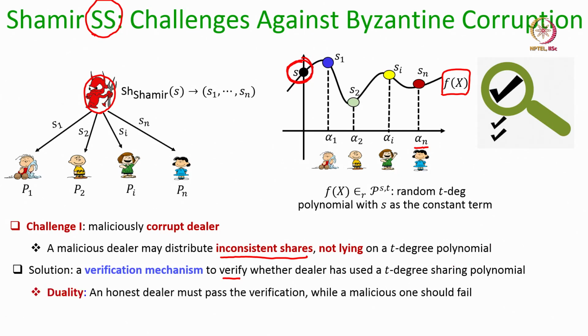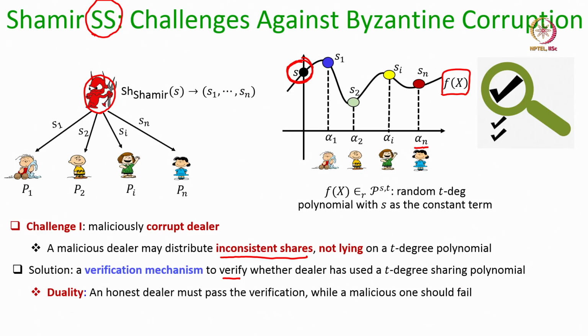And this verification mechanism will have a duality property, in the sense that an honest dealer should always pass the verification, because if the dealer is not corrupt, then of course it will be following the code as per the Shamir secret sharing protocol. So, whatever verification mechanism we are incorporating on top of the basic Shamir secret sharing scheme, that verification mechanism should pass if the dealer is not under the adversary's control. Whereas, if the dealer is maliciously corrupted and is not following the code of Shamir secret sharing, then that verification should be able to catch such a corrupt dealer.